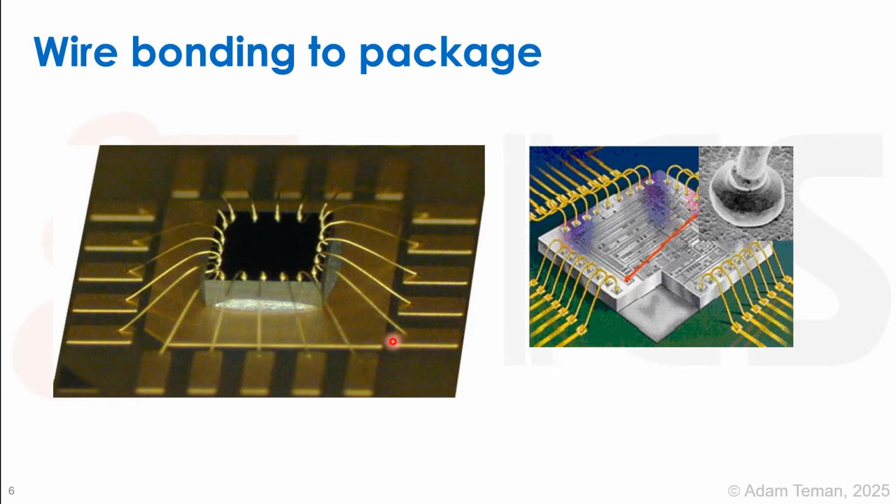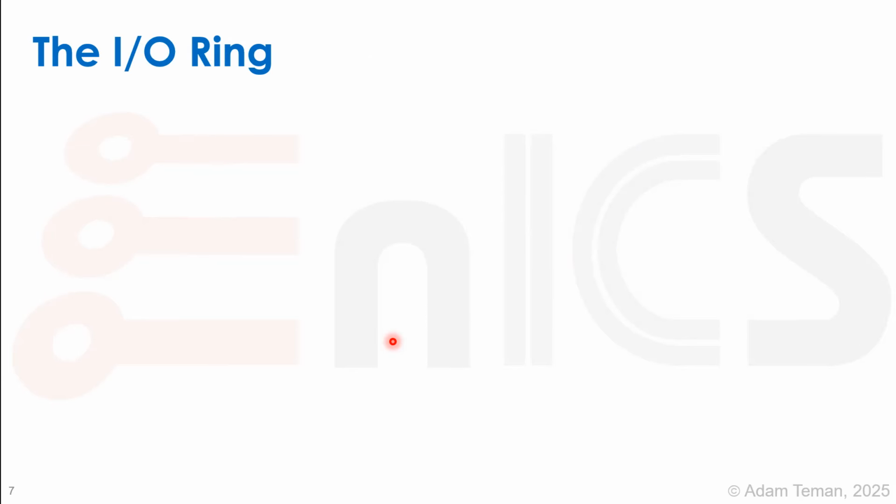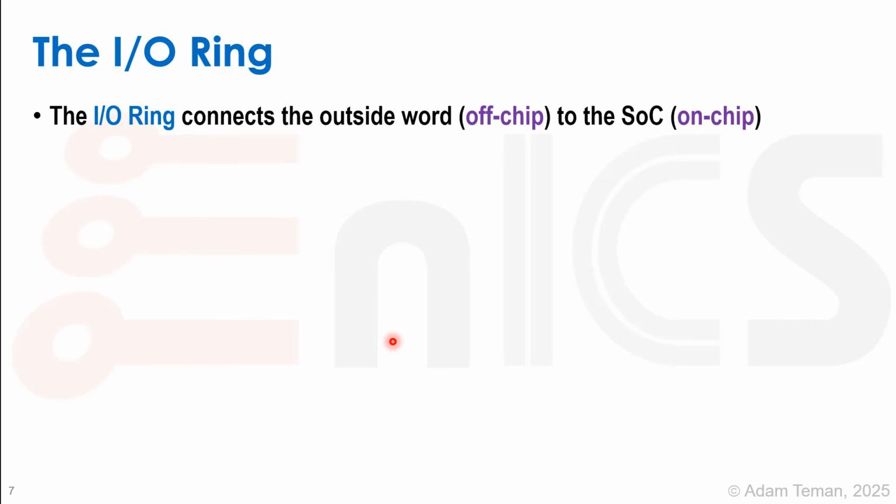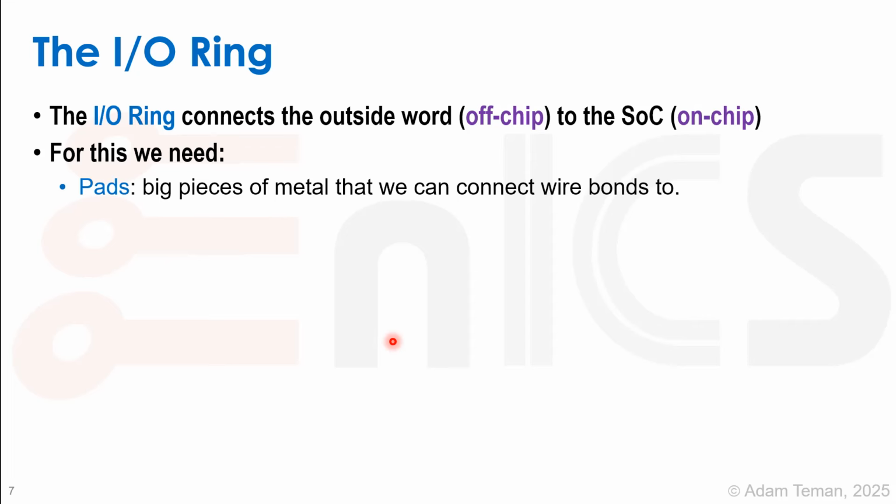And that is enabled by what we call an IO ring. So the IO ring connects the outside world, which is off-chip, to the SoC, which we call on-chip. And for this, we need pads. These are big pieces of metal that we can connect the wire bonds to. So remember, everything in VLSI is very small. It's much smaller than machinery can actually deal with. We do this with our integrated circuit process, but we need to go over to the real outside physical world. And so we put these big pieces of metal that we can connect wires to.